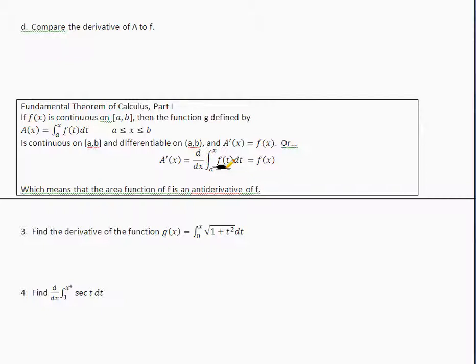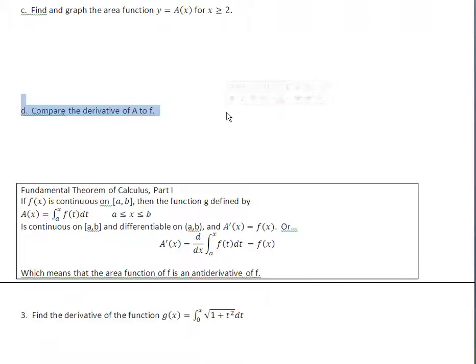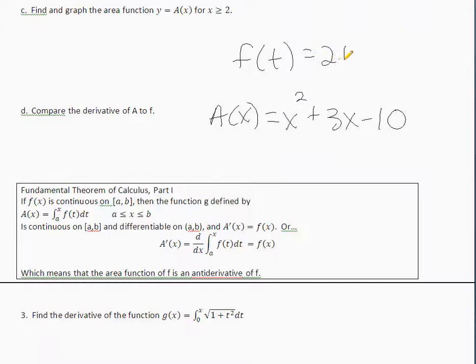So this is showing us how to find the derivative of an integral. Basically, the derivative and the integral undo each other, and I end up with whatever function is here, but it's of x, so you plug that x in. And I can show you, hopefully we see from the problem before, the area function that we got was x squared plus 3x minus 10, and the original f of t was 2t plus 3.